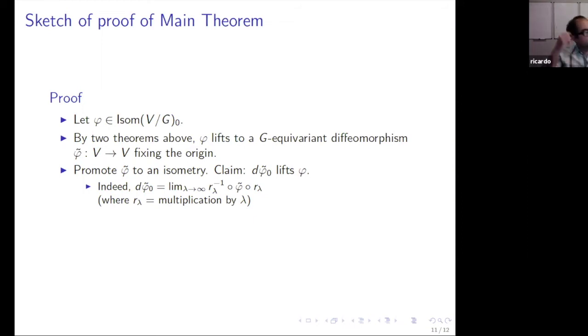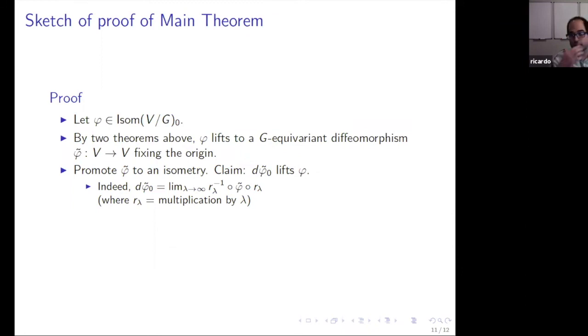So why does this work? The point here is the following. Downstairs in the quotient, since phi is an isometry, it commutes with homothetic transformations. The homothetic transformation I'm calling R lambda here in the slide. So if you take lambda a real number and you look at multiplication by lambda, you have that map on V and it goes down to a map on V mod G. And downstairs in the quotient, it commutes with the isometry, right? The isometry must fix the origin, so it commutes with homothetic transformations.